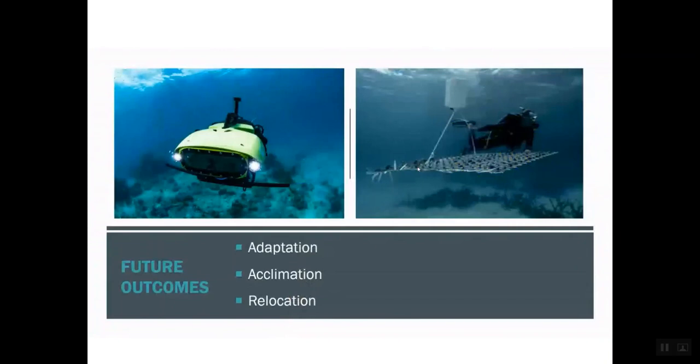Now, what does that mean for the future of corals and coral reefs? Well, they have a couple of options. They can adapt, acclimate, or relocate, and some studies are showing that they're starting to do these things. In the form of adaptation, some coral reefs are shifting their symbiotic relationship to a more heat-tolerant algae.